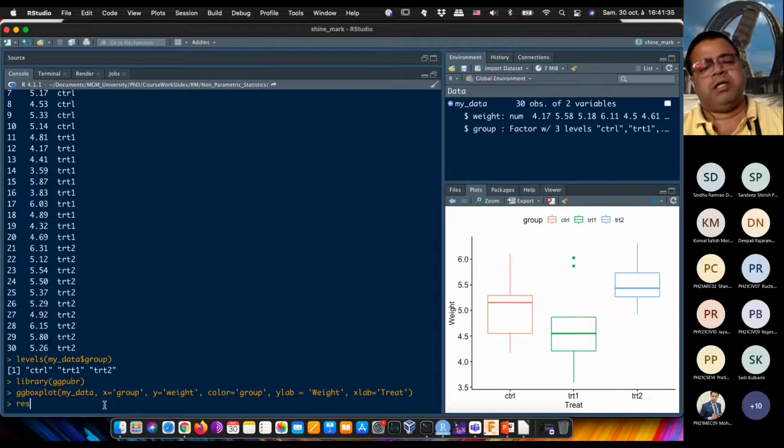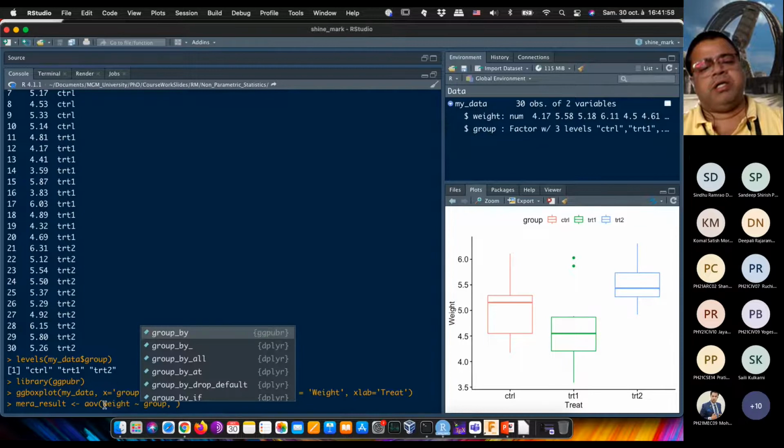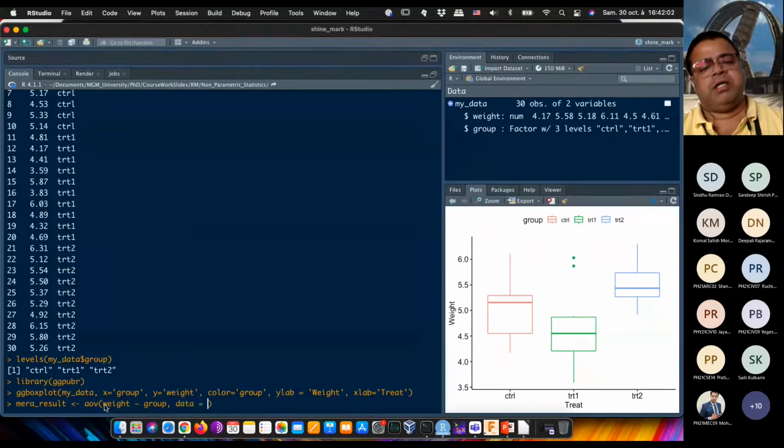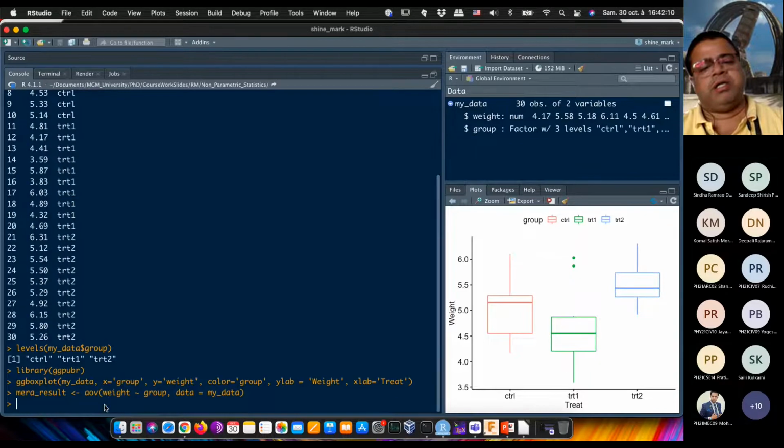So result, and so I'm just saying, okay, mera result. I can just put mera underscore result, no problem. This is just a variable. Okay, the command for analysis of variance is AOV. So result AOV. So what is the formula I require? So weight as an output to the group that we have. Okay, so this is the group which we have, and then I am going to give the data equals to abhi jo mera data hai, that is my data. Okay, this is what I want, and if I do that, let us see what happens.